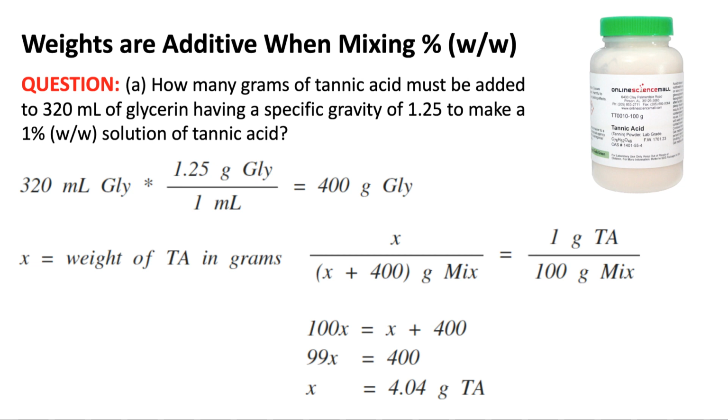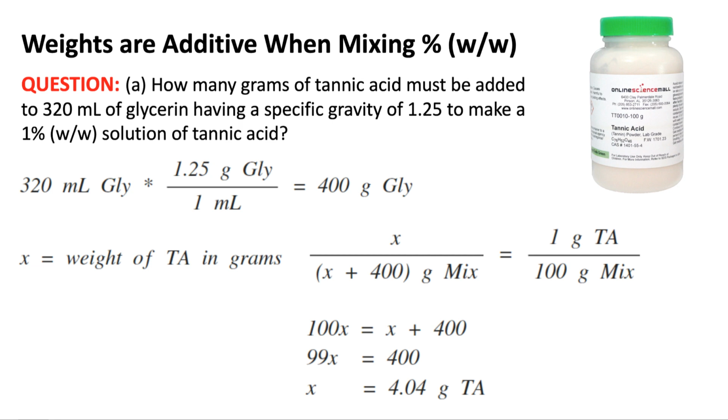The weight of the mixture is going to be the combination of the weight of the tannic acid plus the weight of the glycerin. There isn't anything else in the mixture. So while we don't know exactly what the tannic acid weight is, we know it's X. Would you agree that the total weight of this mixture will be the X grams of tannic acid plus the 400 grams of glycerin? So we're going to set the denominator here equal to X plus 400, and that's essentially in the units of grams per mix.